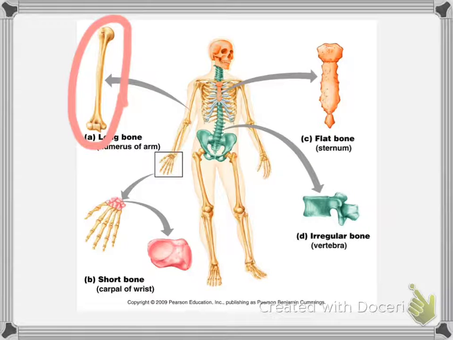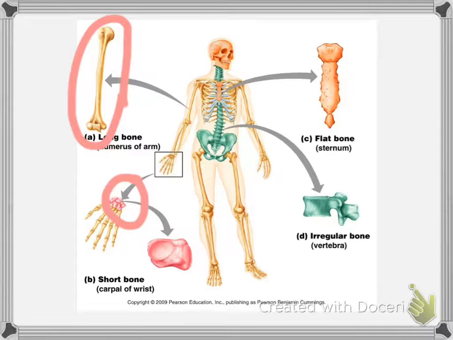Now short bones are defined as being approximately as wide as they are long, and have a primary function of providing support and stability with little movement. And in this diagram here, an example of a short bone would be a carpal in the wrist.